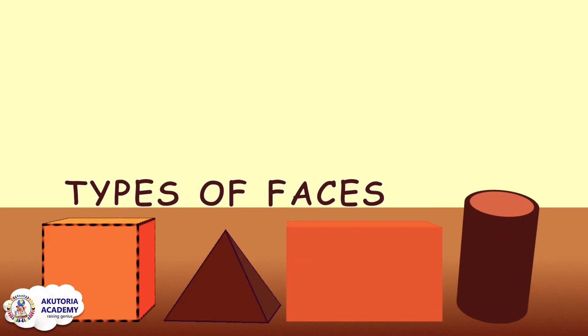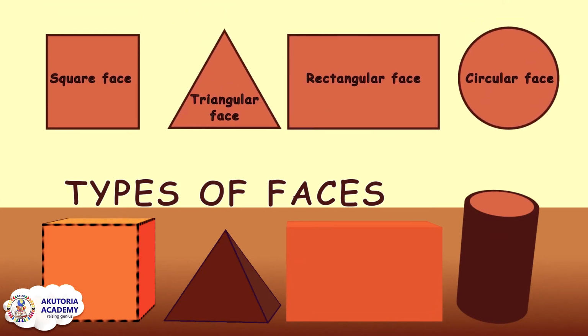Types of faces. There are different kinds of faces. Let's list them. A square face, which we can trace out using a cube. A triangular face, which we could draw out using a triangular prism. A rectangular face, we can trace it out using a rectangular prism. A circular face, we can trace it out using a cylinder.